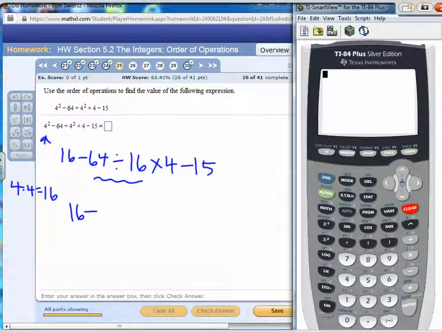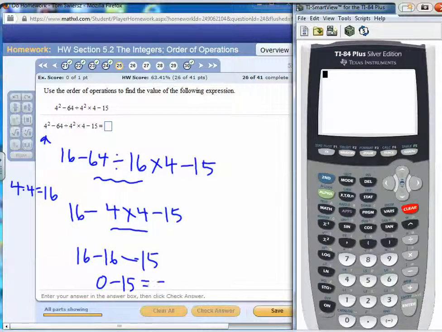So 64 divided by 16 is 4. Then the multiplication, 4 times 4 is 16. So 16 minus 16, and then another minus 15. From left to right, 16 minus 16 is 0. 0 minus 15 is negative 15. So that would be our correct answer, negative 15.